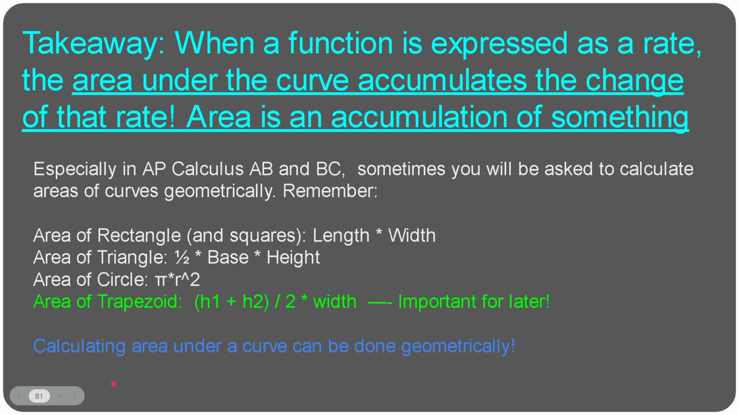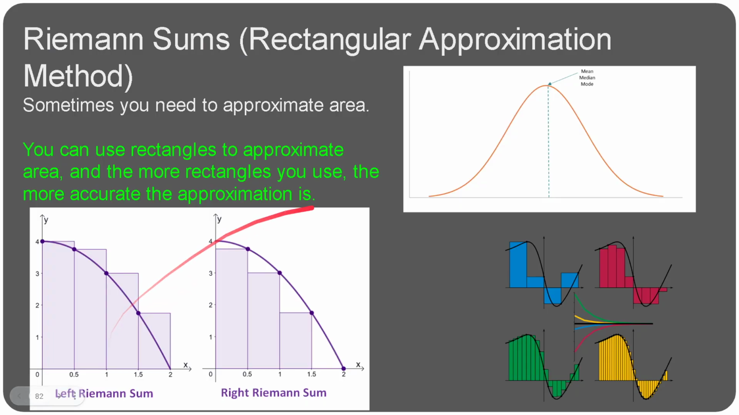Calculating area underneath a curve can be done geometrically. Like I said, in AP Calculus AB and BC, you may sometimes even be given an FRQ that says find the integral of this function, but it doesn't give you a function, right? You do it geometrically. So let's talk about Riemann sums, which are also called the rectangular approximation method, or RAM, as you may hear people say.